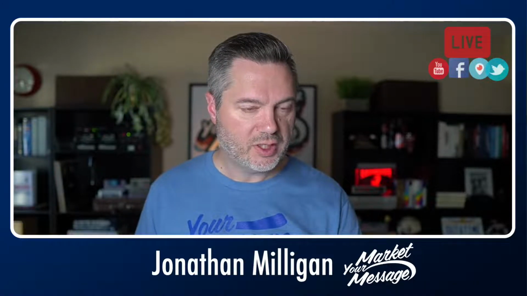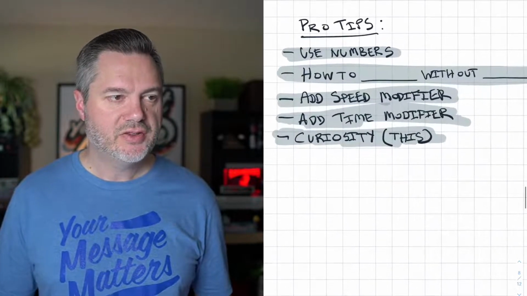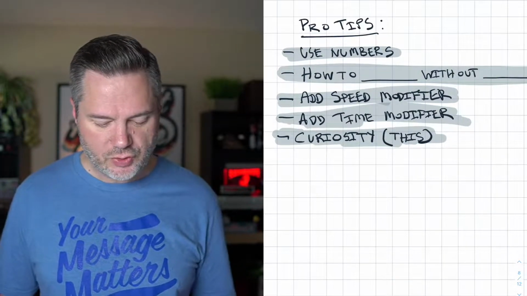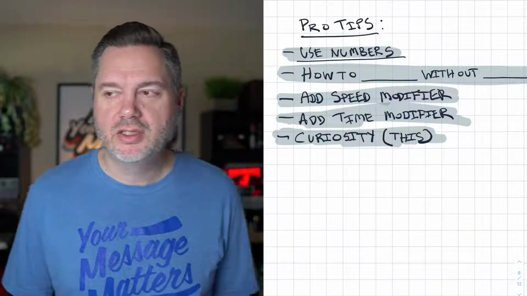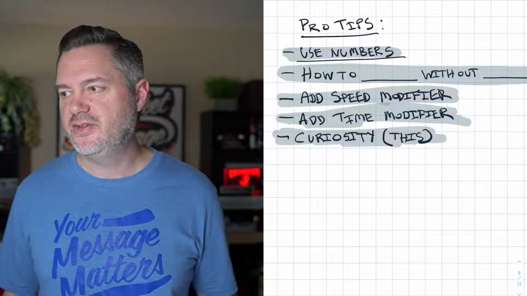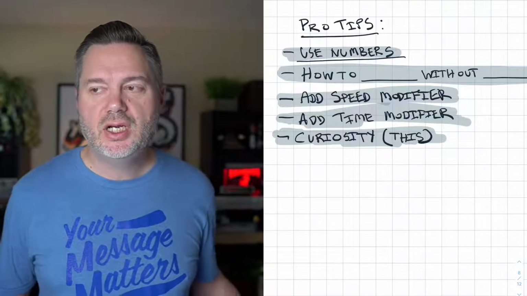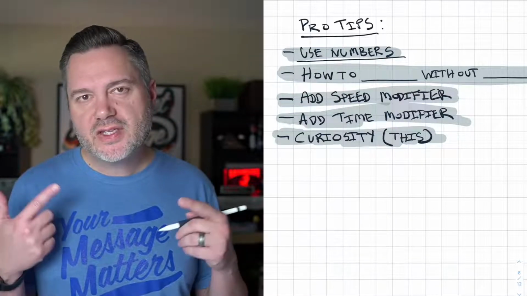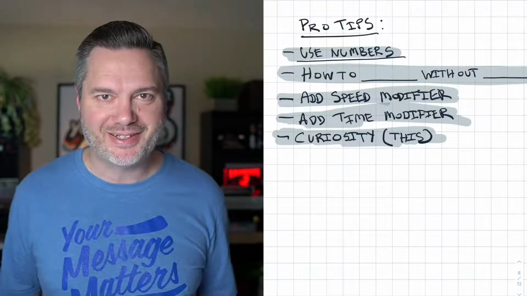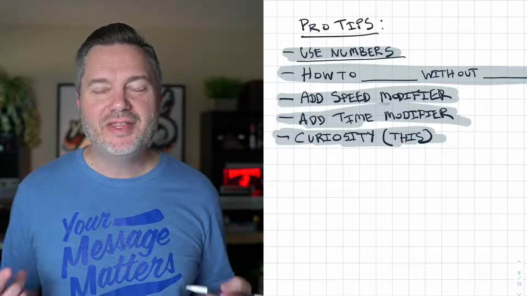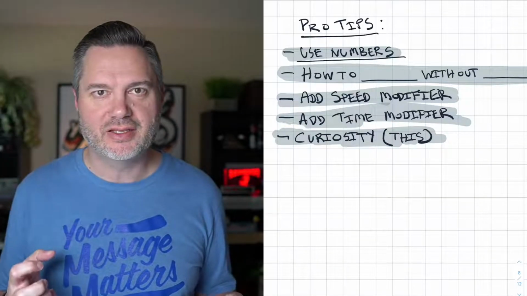Okay? So let me go back to my iPad. These are not in your notes. I've added these as extra. The first pro tip is to use numbers. Anytime you use a number, the 5 top this, 3 reasons that, there is this thing in psychology called the Zeigarnik effect. This effect is that we want to complete things. Our brain wants to complete things.